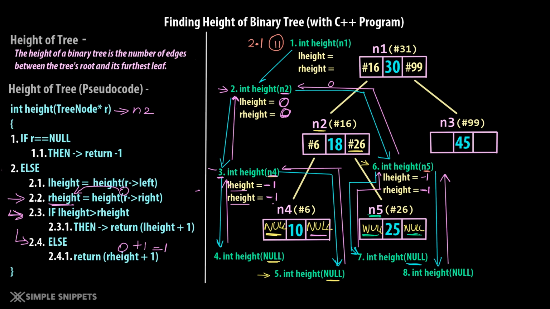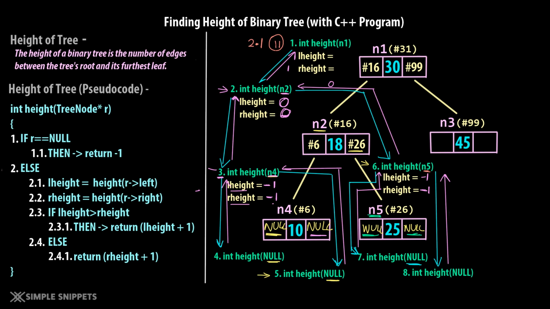So now 1 will be returned from this second function call to the calling function, which is the first function call. Correct? So you'll return back and you'll return with the value of 1. And this 1 will be stored where? It will be stored at step number 2.1 for the first function call.